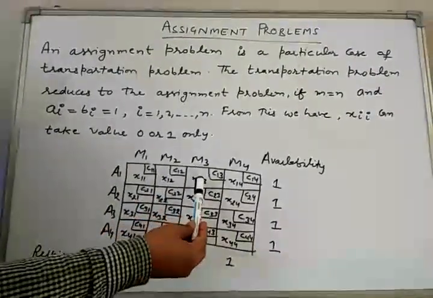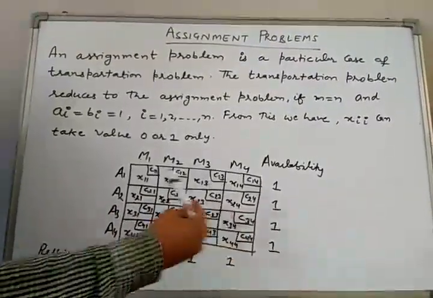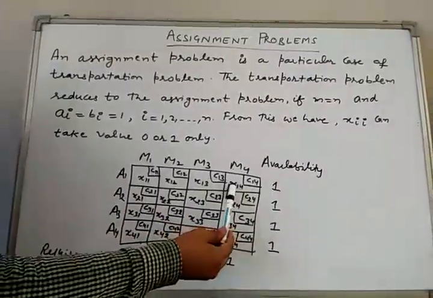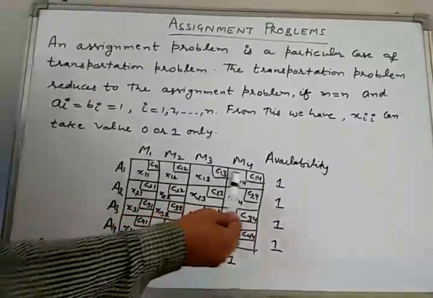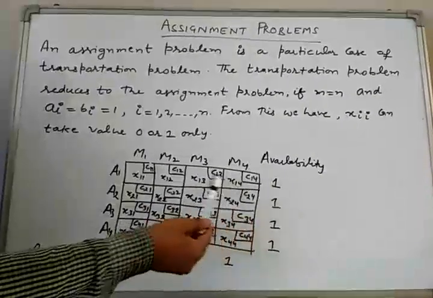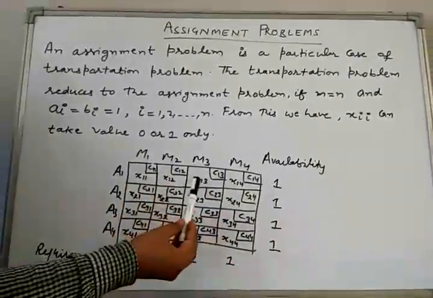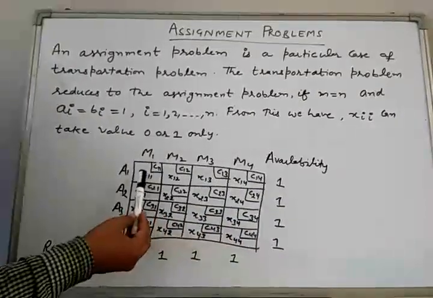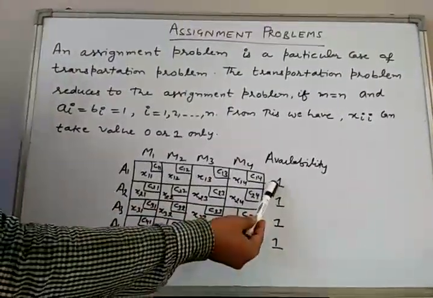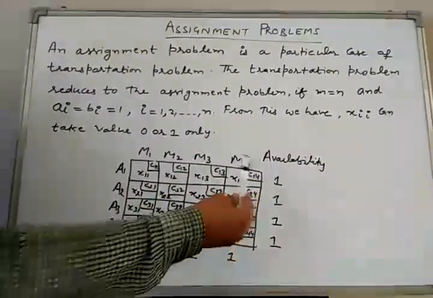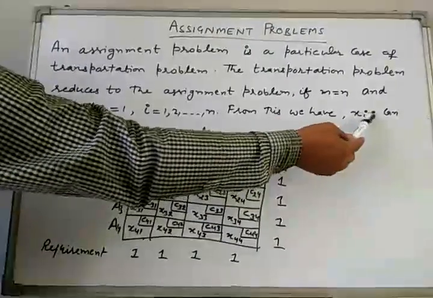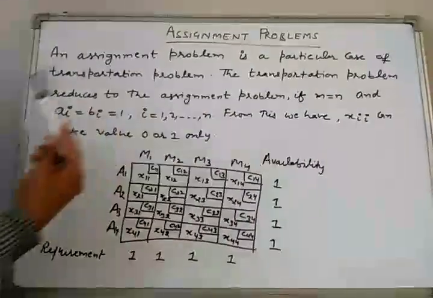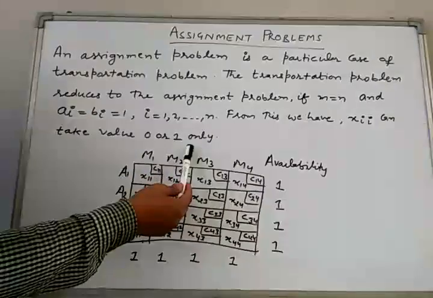And X11, X12, X13, X14, Xij represents the decision variable. Now, out of X11, X12, X13, X14, the value of any one of them is 1 and the others take value 0. Like if we allocate here, then the value of X13 is 1 and the values of X14, X12, X11 are 0, because here availability is 1. That's why we say that the value of Xij is 0 or 1 only. That means Xij can take only two values, either 0 or 1.